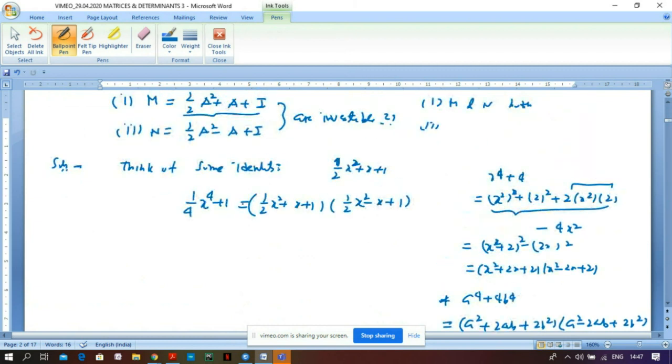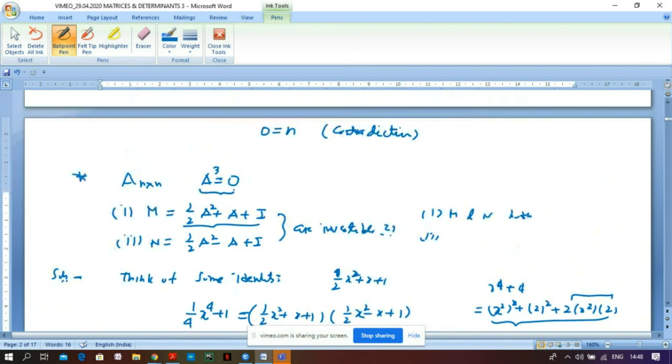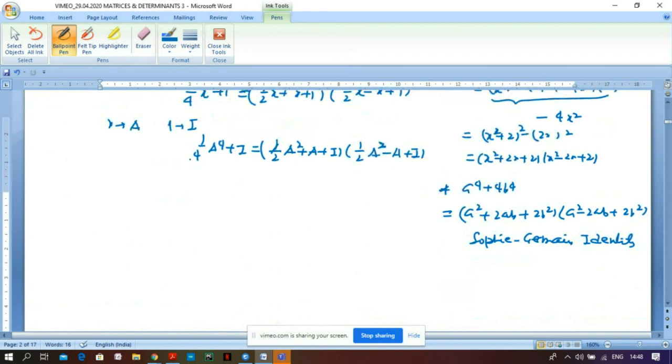I told you that any polynomial identity will remain valid if you replace x with a and 1 with I. If you replace x with a and 1 with I, it will still remain valid, because a and I of course commute the way x and 1 commute here. So we can say that 1 by 4 a to the power 4 plus I follows that half a square plus a plus I times half a square minus a plus I. And once that is done, we note that a cube is 0. That immediately gives you this goes to 0.